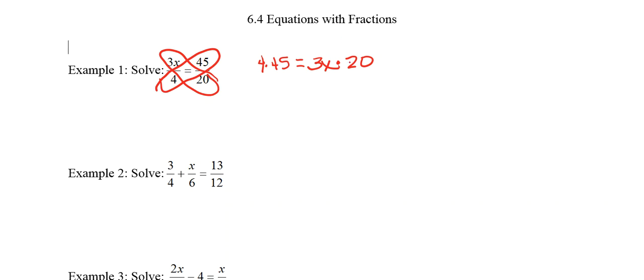4 times 45 is 180. 3 times 20 is 60 with the x. We'll go ahead and divide by 60 to isolate the x. And we found out that x equals 3.